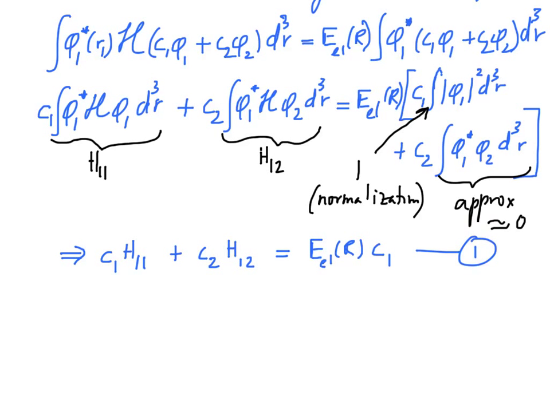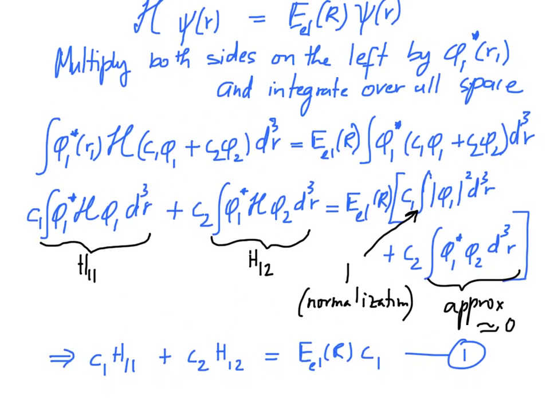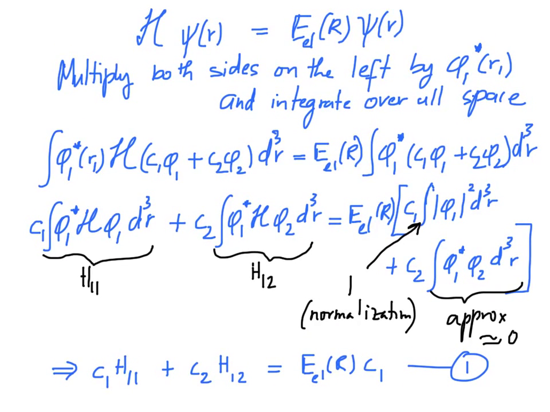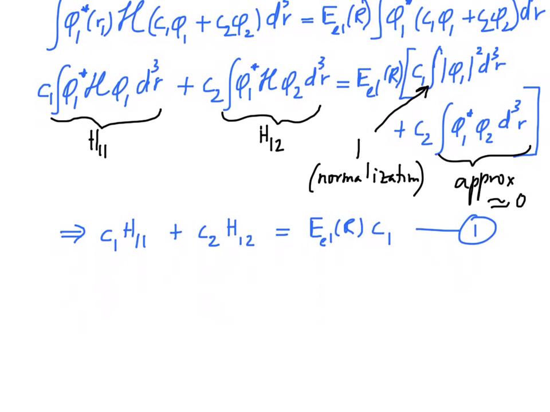Now we can do the same sort of thing. Let's go back. You see what we did here was we started off with this equation and multiplied on both sides on the left by phi1 star and integrated over all of space. Likewise, we could go back to this equation and multiply both sides on the left by phi2 star and integrate over all of space. And when we do that, we get an equation very similar to our equation 1, which we are going to call equation 2.